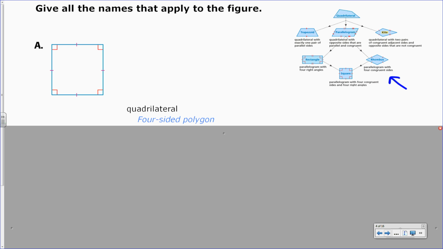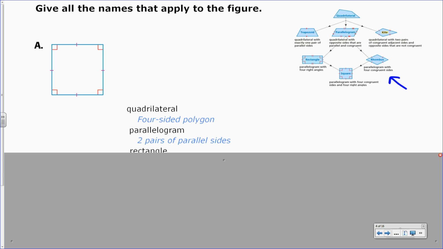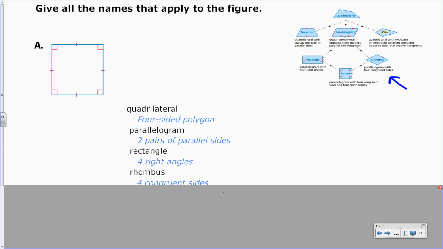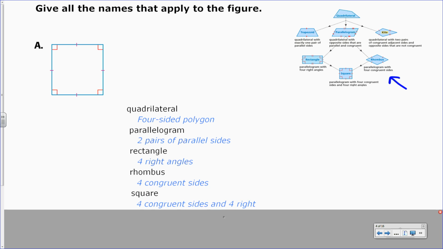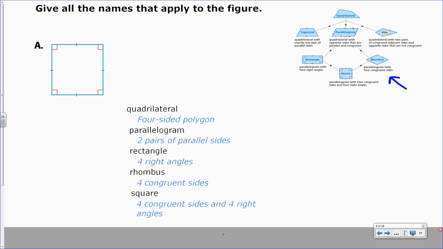First of all, it's a quadrilateral because it has 4 sides, and it's a parallelogram because the opposite sides are equal. It's also a rectangle, and it's also a rhombus because it has equal sides, and it's also a square. So anything that's a square is also a rhombus, a rectangle, a parallelogram, and a quadrilateral. So you have a lot of different words there.